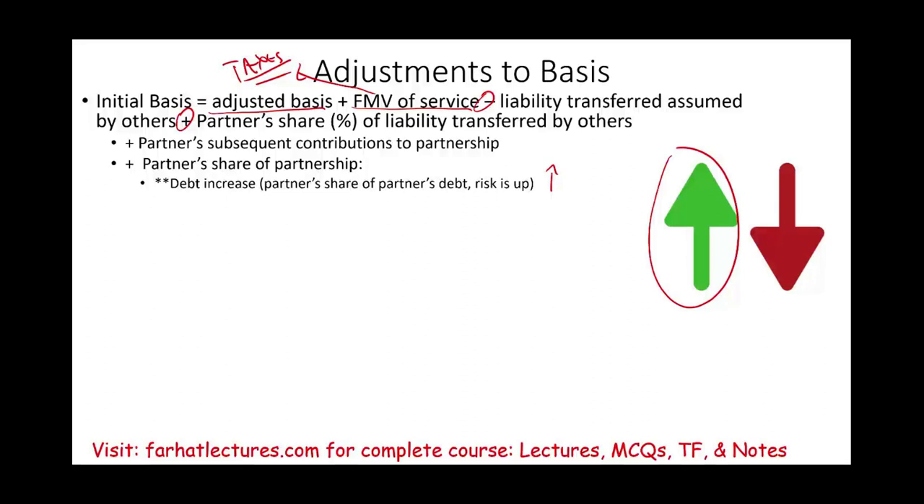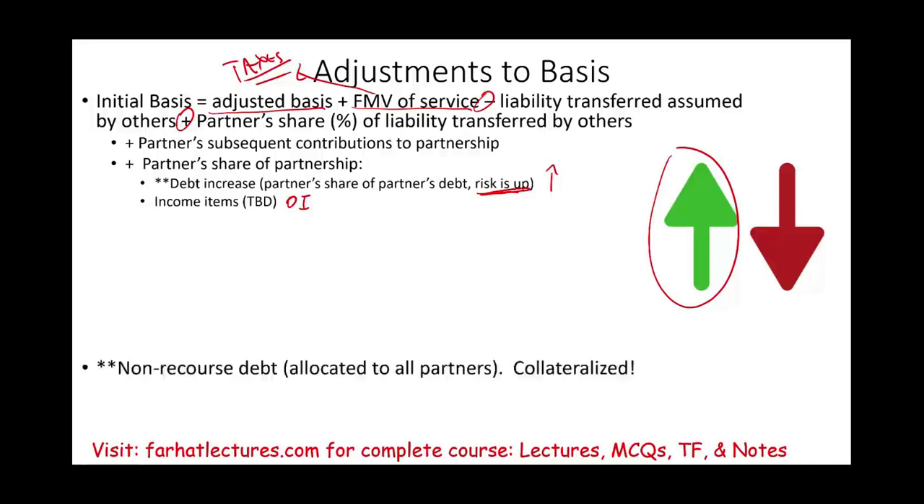non-recourse debt. It means everyone is responsible for the debt. Here, whatever your percentage is, you would increase your basis by that, because if there's more debt, there's more risk. If there's more risk, your basis goes up. You increase your basis by income items, like if the partnership earned ordinary income, as we saw earlier with the Adams example, $50,000 times 30%, you would increase your basis.